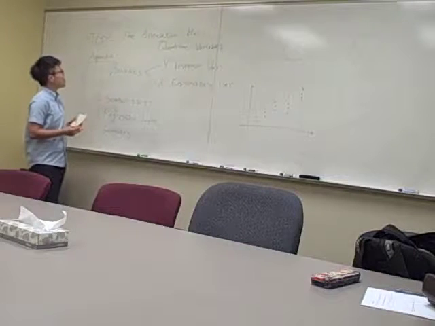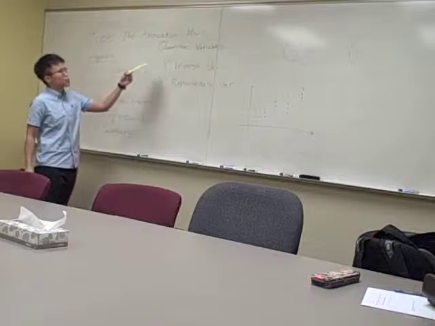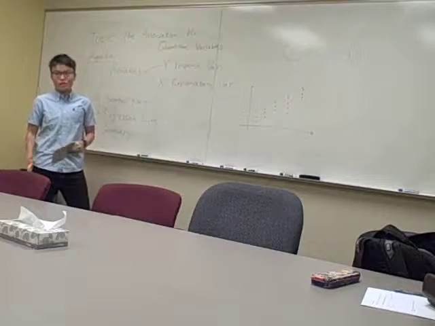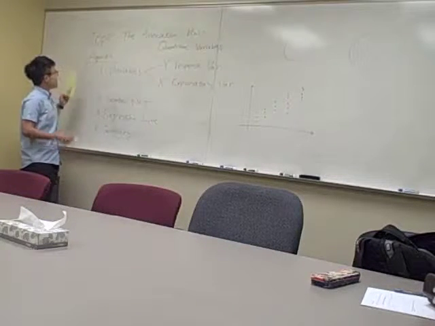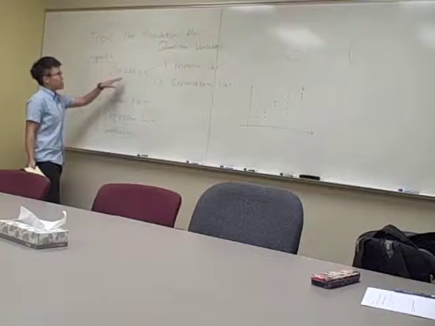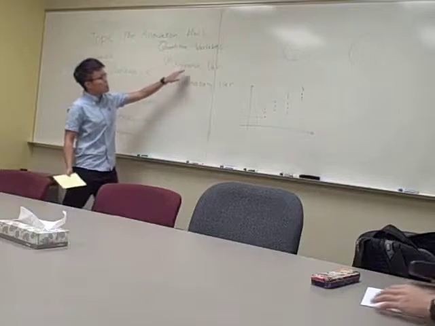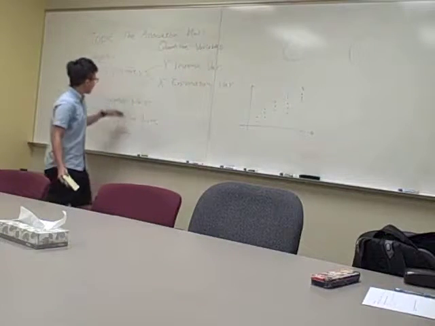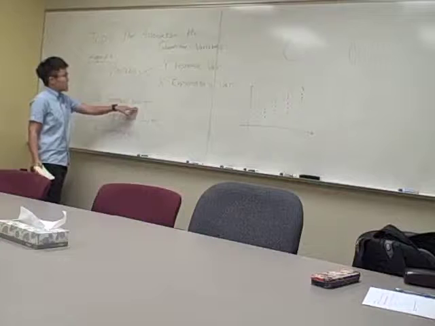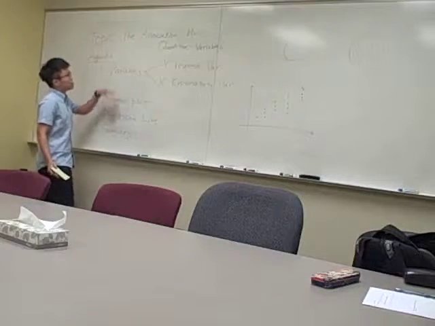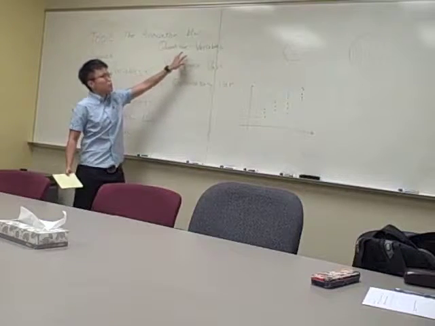Today our topic is the association between quantitative variables. It's in Chapter 12 in your textbook. This is our agenda. First, we will define the variables, and there are two terms: response variable and explanatory variable. Second, we will use the scatter plot, which will help us find the association between these variables.